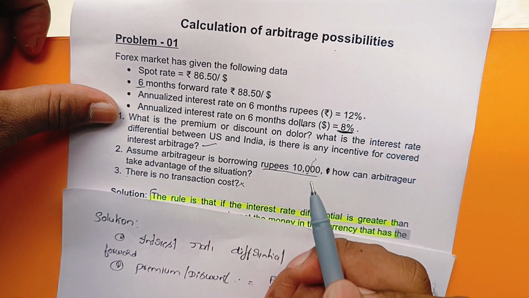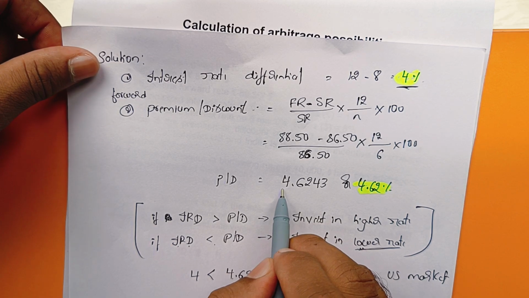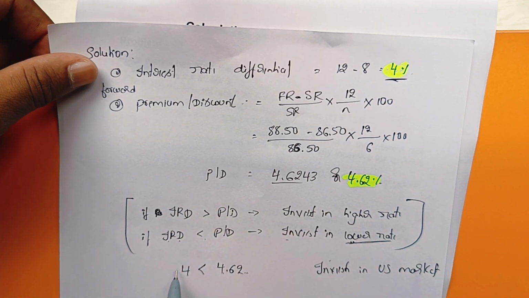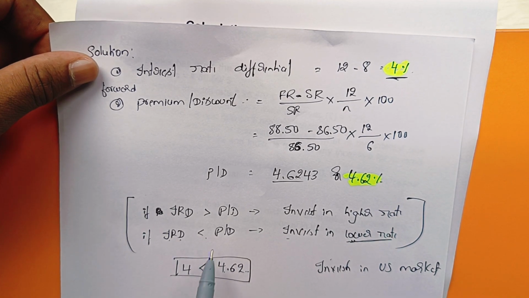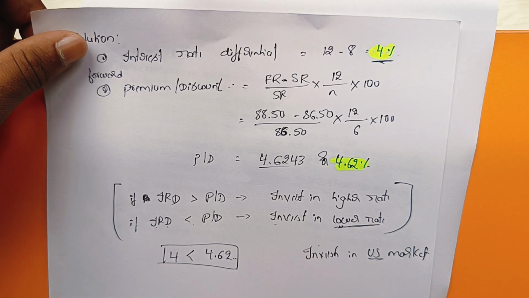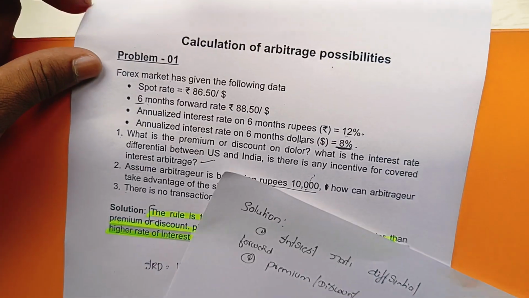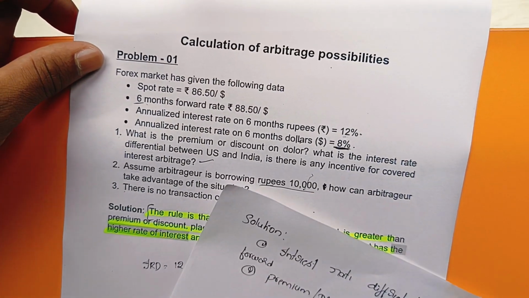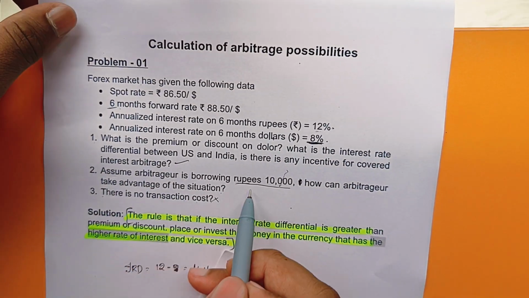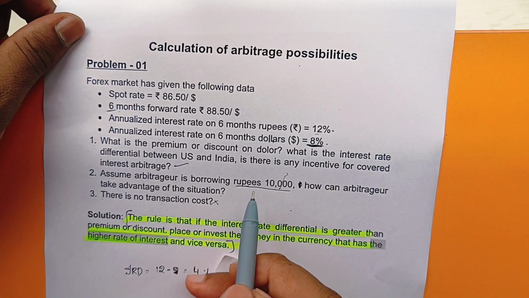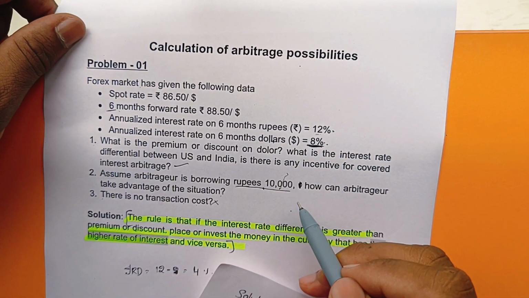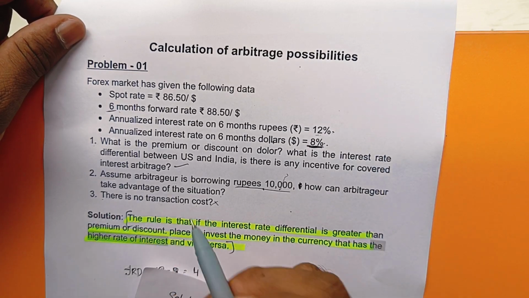This question is done. We have done the calculation. We have found out premium or discount. We know the interest rate differential, and we did all the calculation. We wrote the conclusion: here premium or discount is more than interest rate differential, then invest in US market. That is done. Then they also asked the second question. Assume the arbitrager is borrowing rupees 10,000. If he is borrowing, then obviously he will invest here in the US market. And then how can the arbitrager take advantage of this situation?